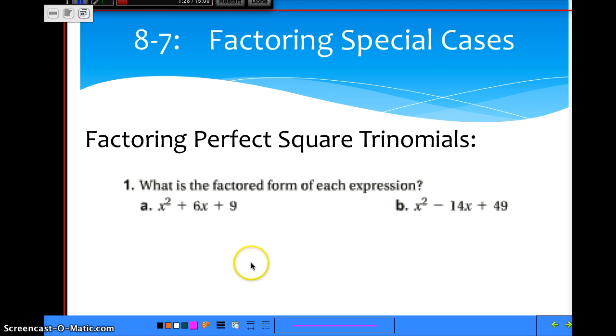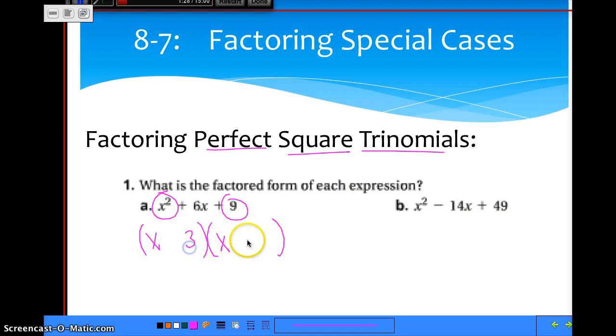It says factoring perfect square trinomials. So trinomials means it has 3 terms, like the 2 examples below. Perfect square, if you notice, the first term and the last term are perfect squares. If you notice that, then you should be able to factor this fast, because the square root of this is x and the square root of 9 is 3. Because they're both plus, it would be a plus and a plus.